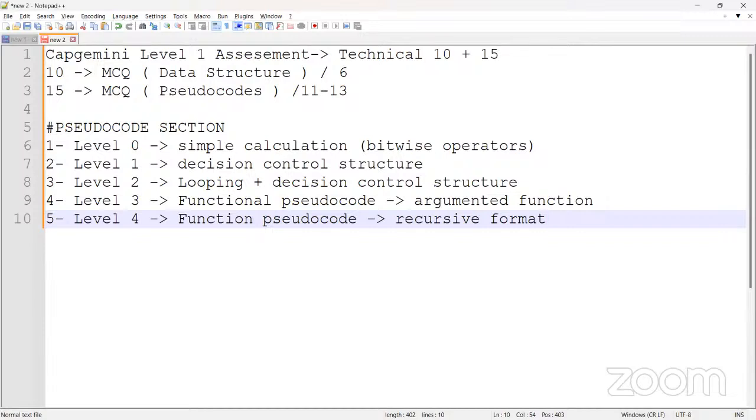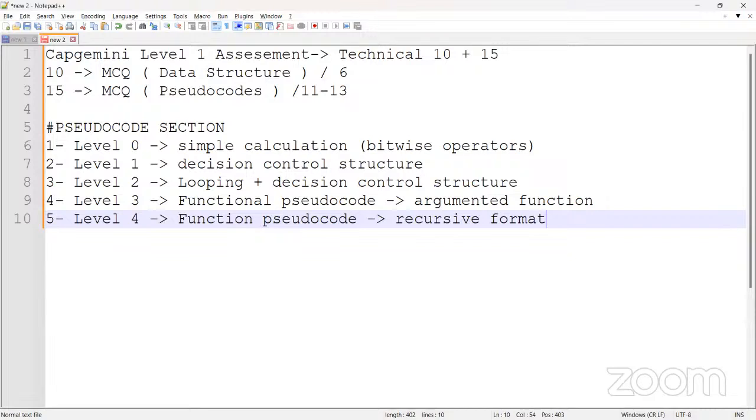The only thing is you need to put your focus 100%. You have to solve the bitwise operators in a speedy format, and if you know how decision and looping control structures work, then you can easily tackle this. Now this is all about the 5 levels that are going to be asked in the pseudocode section. My plan is that in the first 3 to 4 days, we finish all these 5 levels of pseudocode in the session, and in the last 2 or 3 days we discuss the data structure part.